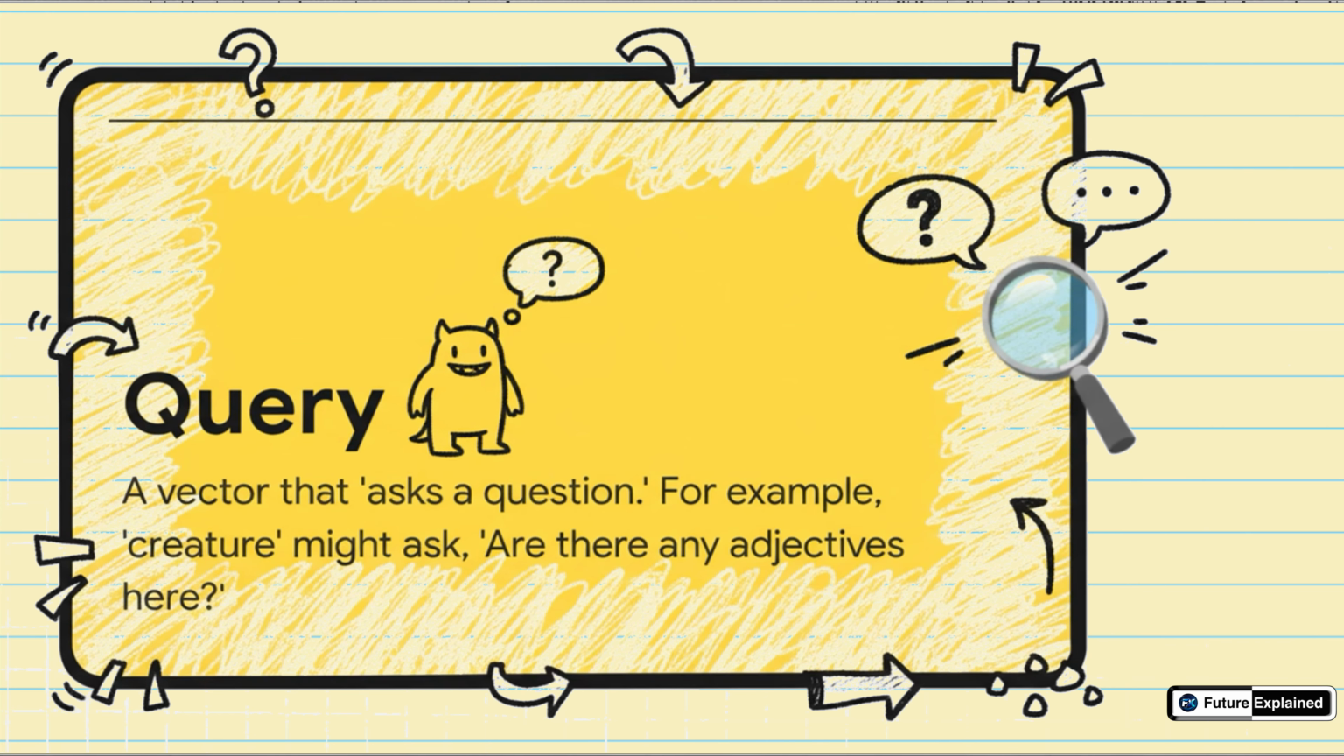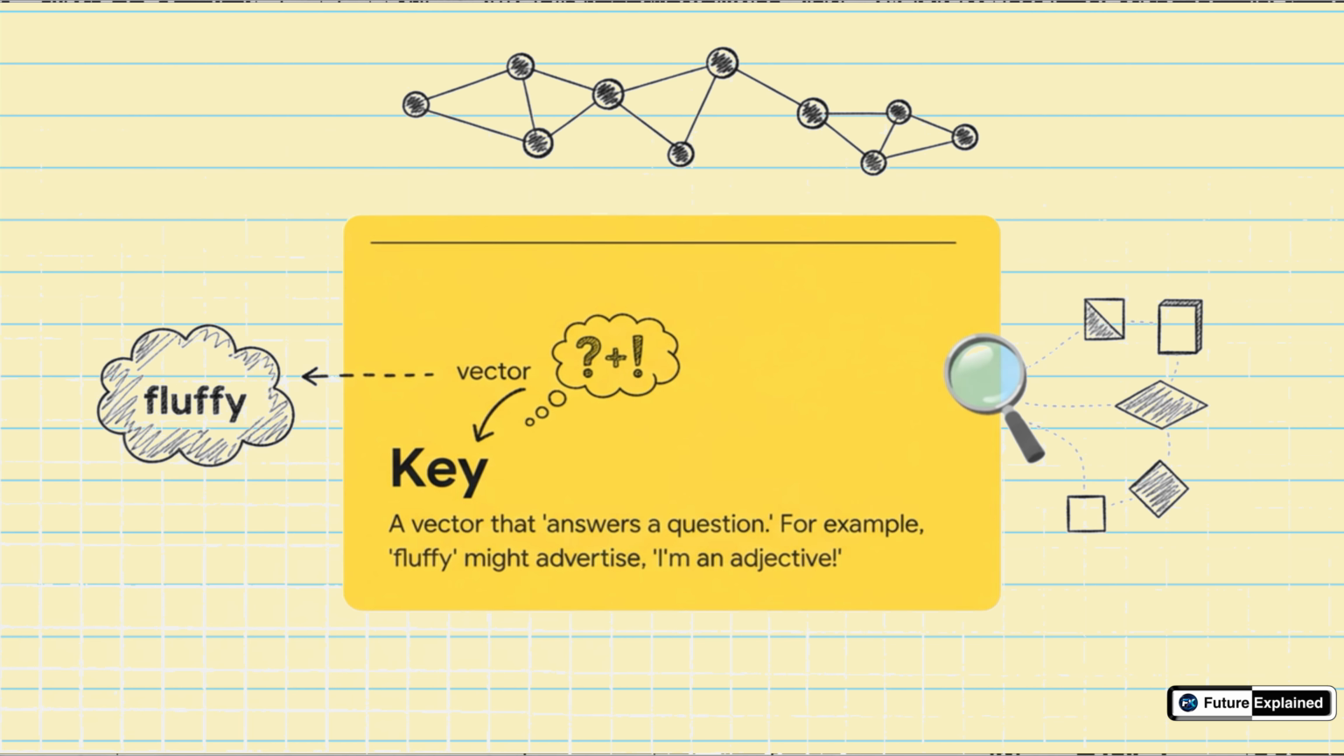Think of the query like the token raising its hand and asking a question. For example, the token for creature might be asking, hey, are there any adjectives around here that are describing me? All right, next up is the key vector. If the query is the question, the key is like an advertisement for an answer. So the token for fluffy might generate a key that basically shouts, yep, I'm an adjective and I'm right before a noun. I might be what you're looking for.